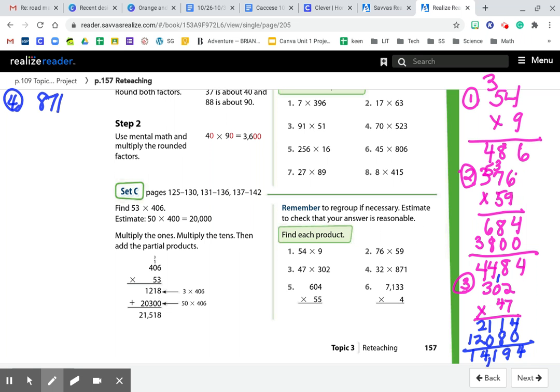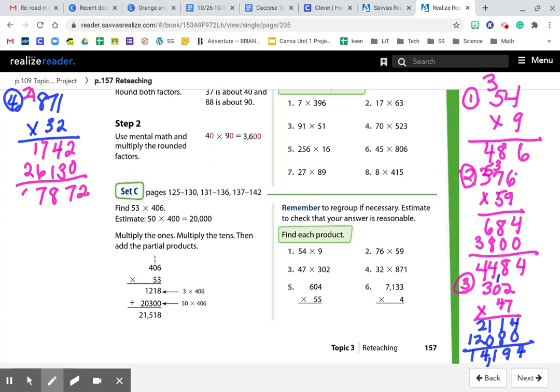Number 4, 871 times 32. 2 times 1 is 2. 2 times 7 is 14. 2 times 8 is 16, plus 1 is 17. 3 times 1, don't forget to annex your 0, is 3. 3 times 7 is 21. Put the 1 down, carry the 2. 3 times 8 is 24, plus 2 is 26. Add them up.